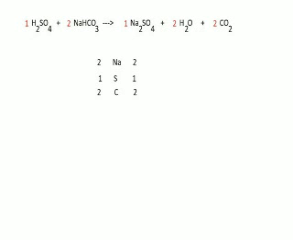2 sodiums on the left from the sodium hydrogen carbonate, 2 sodiums on the right from the sodium sulfate, 1 sulfur on the left from the sulfuric acid, 1 sulfur on the right from the sodium sulfate, 2 carbons from the sodium hydrogen carbonate on the left, 2 carbons from the carbon dioxide on the right. On the left, we have 2 hydrogens from the sulfuric acid and 2 hydrogens from the sodium hydrogen carbonate. That's 4. On the right, we have 2 water molecules for 4.